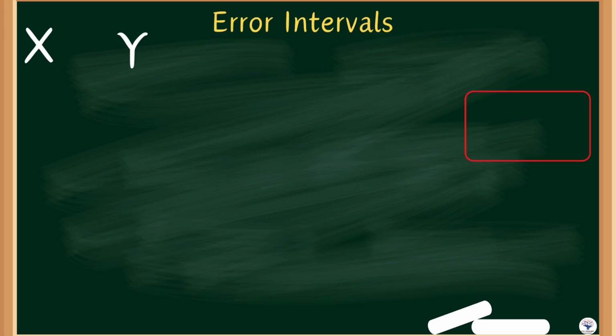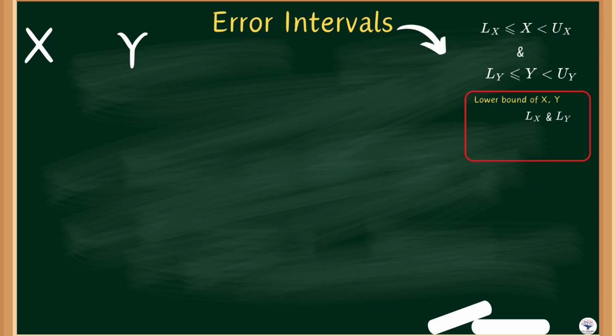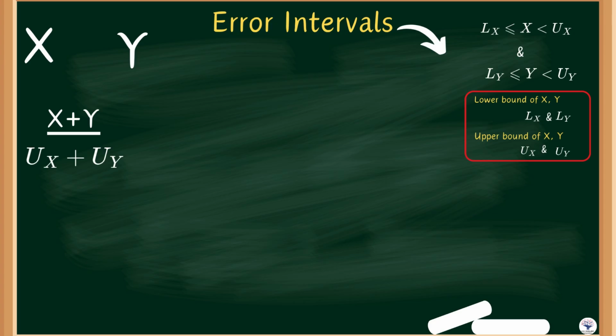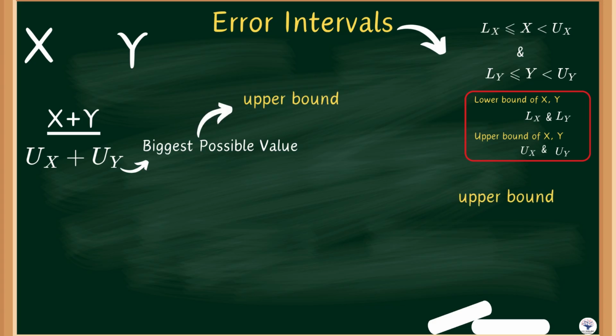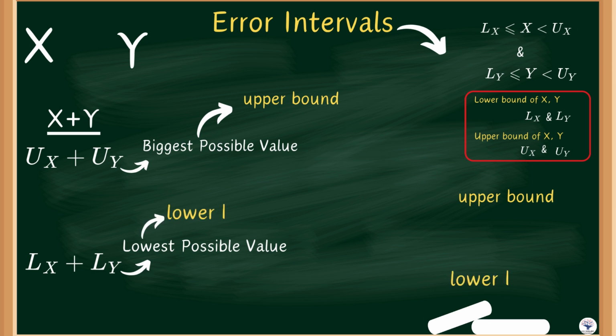Consider 2 numbers, x and y, such that their error intervals are as shown. Here, Lx and Ly are x and y's lower bounds respectively. Also, Ux and Uy are the upper bounds of x and y respectively. When you add x and y, add the upper bounds of the 2 numbers so that we get the biggest possible value, which is the upper bound of the result, and add the lower bounds of the numbers to get the lowest possible value, which is the lower bound of the result.